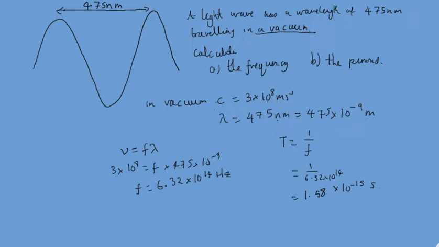Now, I said at the beginning we need to learn how to define what a wave is. So what are the properties of a wave? All waves have in common, regardless if they're sound waves or water waves or light waves, they all reflect, they all refract, they all diffract, and they all interfere.